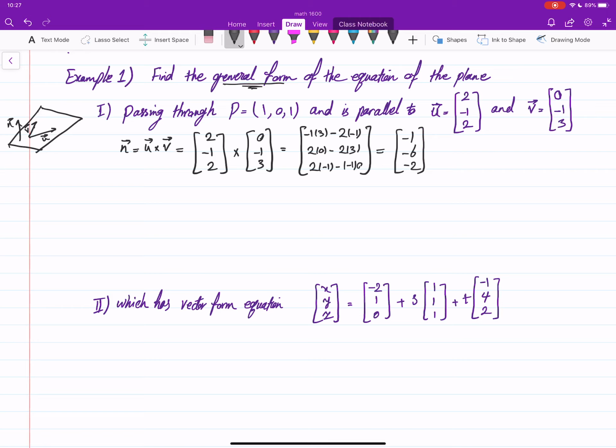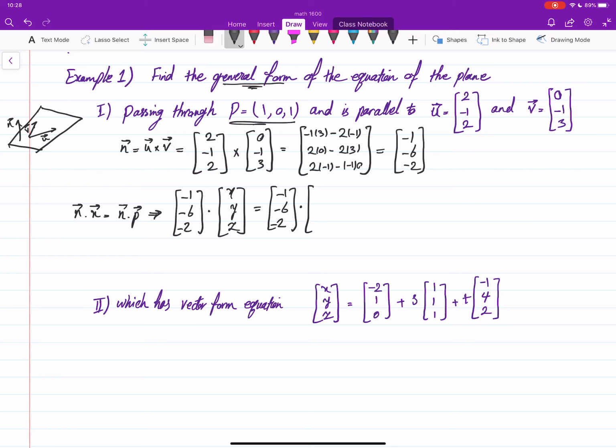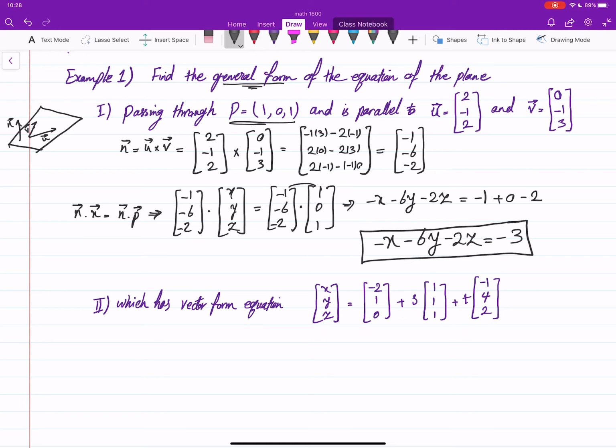We have the normal vector, then we go ahead and write n dot x equals n dot p. Start with the normal form and then simplify it to the general form. Normal dot (x, y, z) equals (-1, -6, -2) dot the point, which is (1, 0, 1). So this gives us -x minus 6y minus 2z equals -1 plus 0 minus 2. So the final result is negative x minus 6y minus 2z equals -3. That is the equation in the general form for this plane.